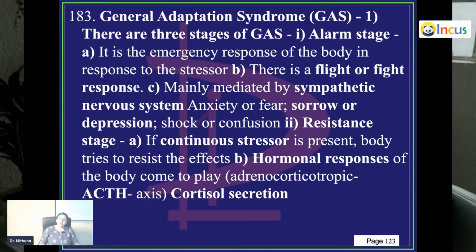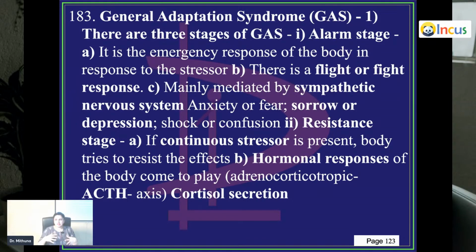Now coming to general adaptation syndrome. Yesterday we had a small review. It's a little complicated for everyone to understand. It also took me some time to understand this because I have never read about it before. So there are 3 stages of GAS, General Adaptation Syndrome. The first stage is the alarm stage.